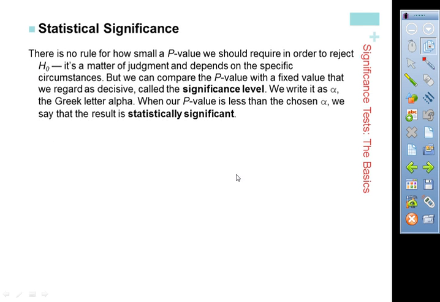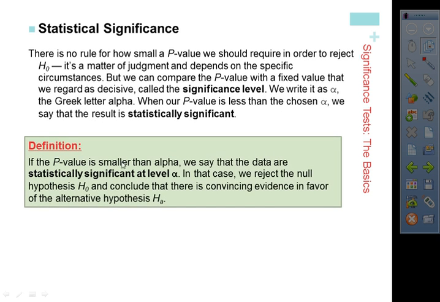There is no rule for how small a p-value we should require in order to reject H-naught. It is a matter of judgment and depends on specific circumstances. But we cannot compare the p-value with a fixed value that we regard as decisive. But we can. We would call it the significance level. We write it as alpha, the Greek letter. When the p-value is less than the chosen alpha, we say that the result is statistically significant. All right, so the p-value is smaller than alpha. We say the data is statistically significant at the level of alpha here.